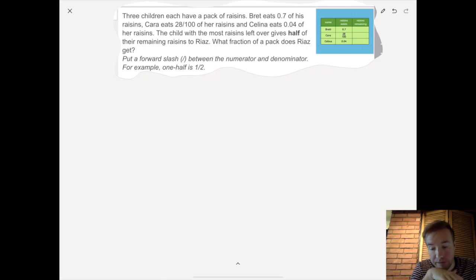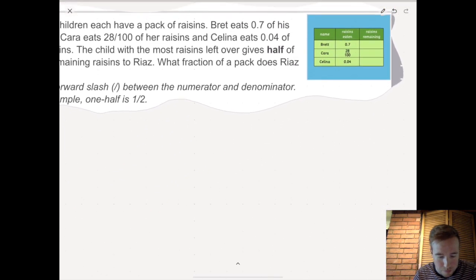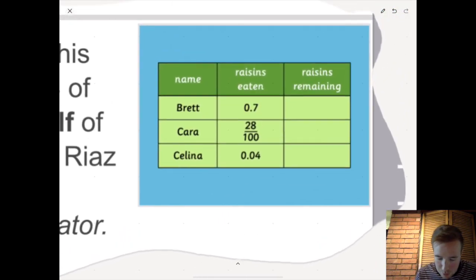Okay, absolutely loads and loads of steps to this question. There's easily 5 or 6. So we'll get cracking. First thing you'll notice is they're a mix of fractions and decimals, which doesn't work. So we're going to have a look at what the answer wants. It wants a fraction. What fraction of a pack? So I'm going to convert everything to fractions. There's no use keeping them all as decimals. So Brett at the moment is a decimal, and Selena is a decimal.